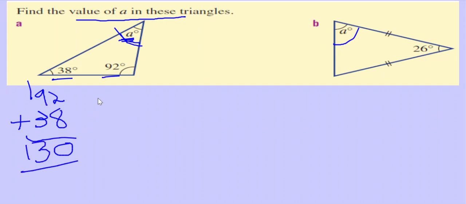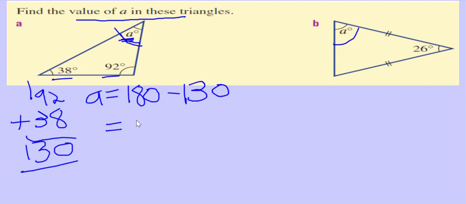Now I know that my triangle adds up to 180, so all I do now is angle A equals 180 minus my 130. There's 1 and 3, 0. So my angle A is going to equal 50 degrees. All right, that's simple, really, really easy.